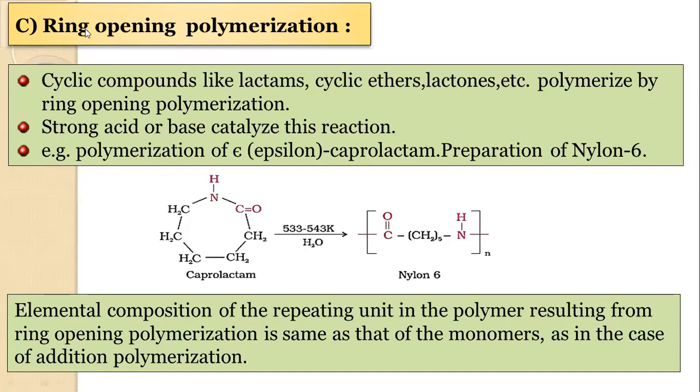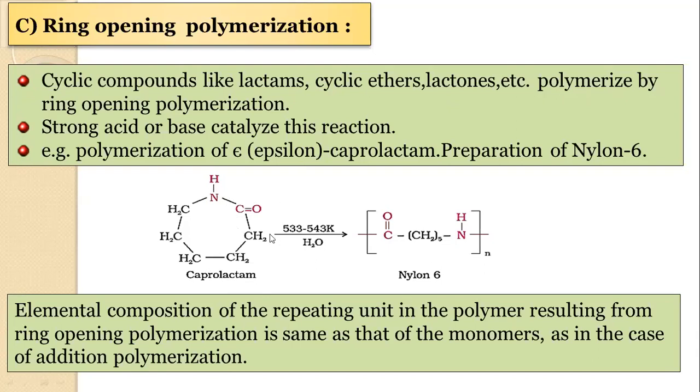Then next part of this classification is ring opening polymerization. As the name indicates, a ring will be opened in this ring opening polymerization. See, one example I have given there. Cyclic compounds like lactams. This is one of the lactams. Cyclic ethers, lactones, etc. These are polymerized by ring opening polymerization.